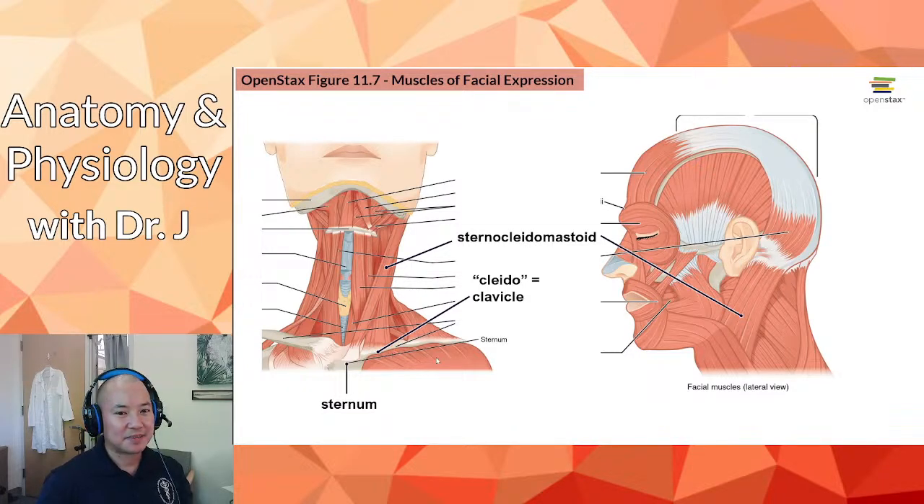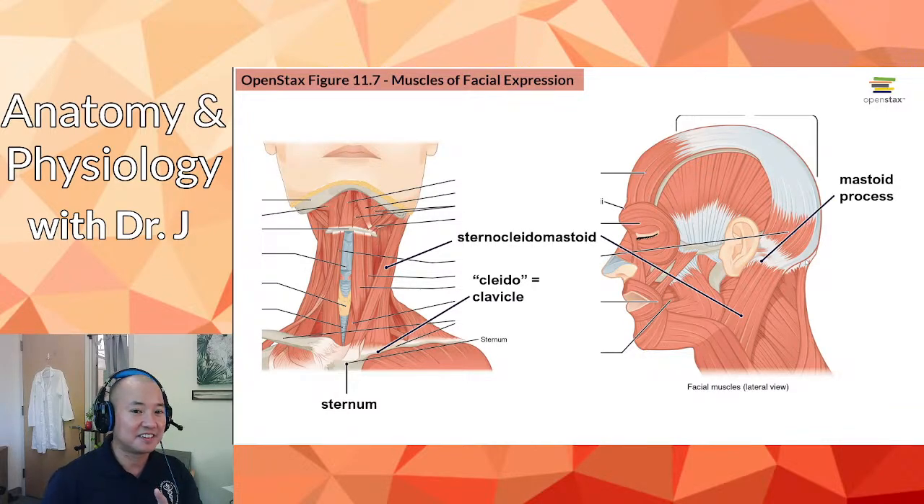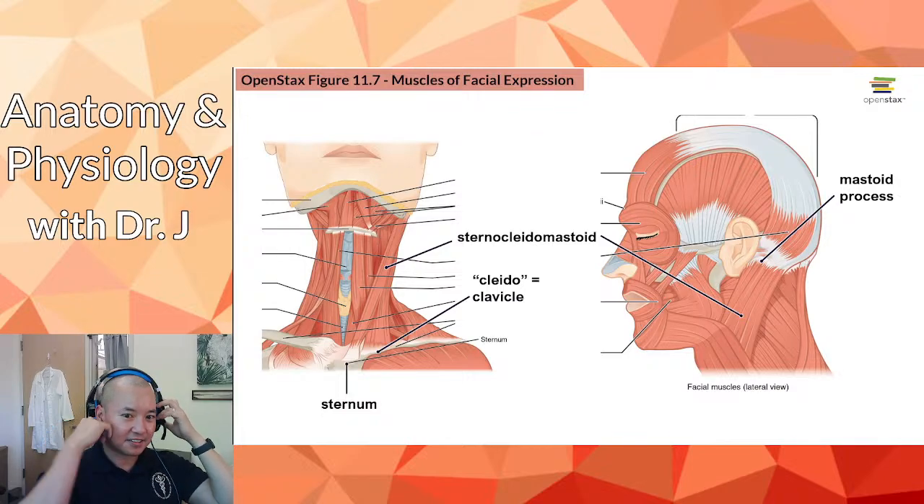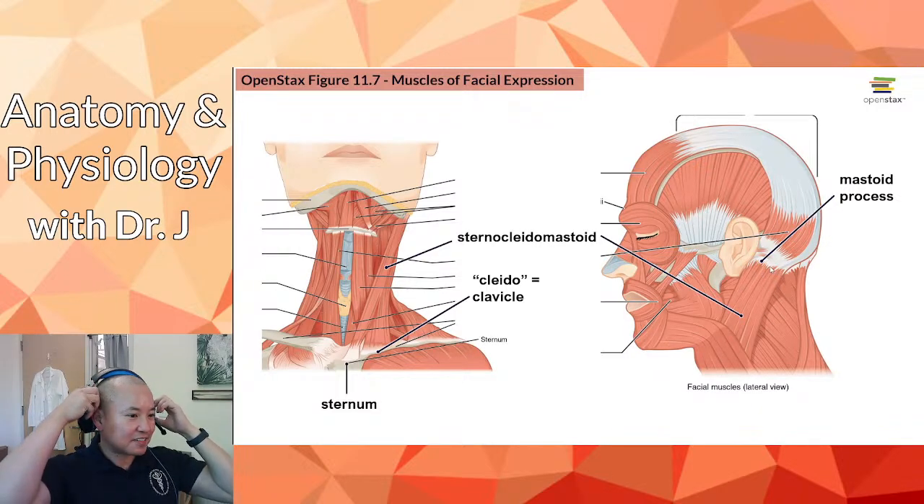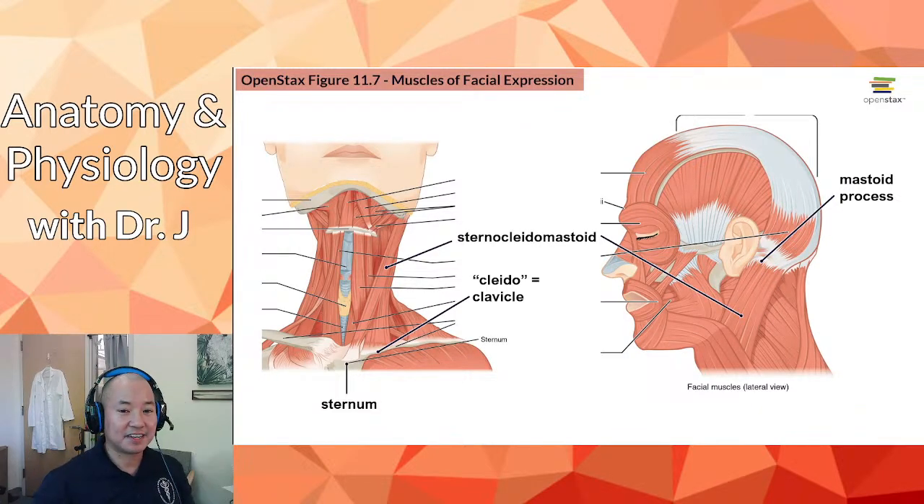Now, what does mastoid refer to? So the temporal bone has this part called the mastoid process. It's hard to see here, but if you go to the back of your ear and feel the back of the ear, you might feel this round structure over here, and that is your mastoid process. So the sternocleidomastoid attaches to this back part of the temporal bone that's located right behind your ear.